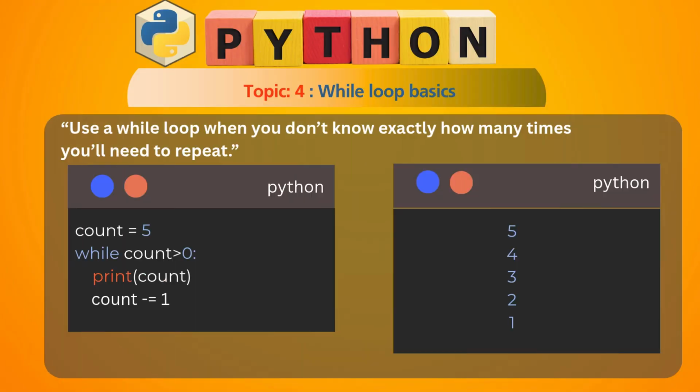We'll move on to the next topic, while loop basics. Use while loop when you don't know exactly how many times you will need to repeat. That is, give count equal to 5. While count is greater than 0, print count. Count equal to count minus 1, it means it will reduce the number by 1. So 5, 4, 3, 2, 1 will be printed.